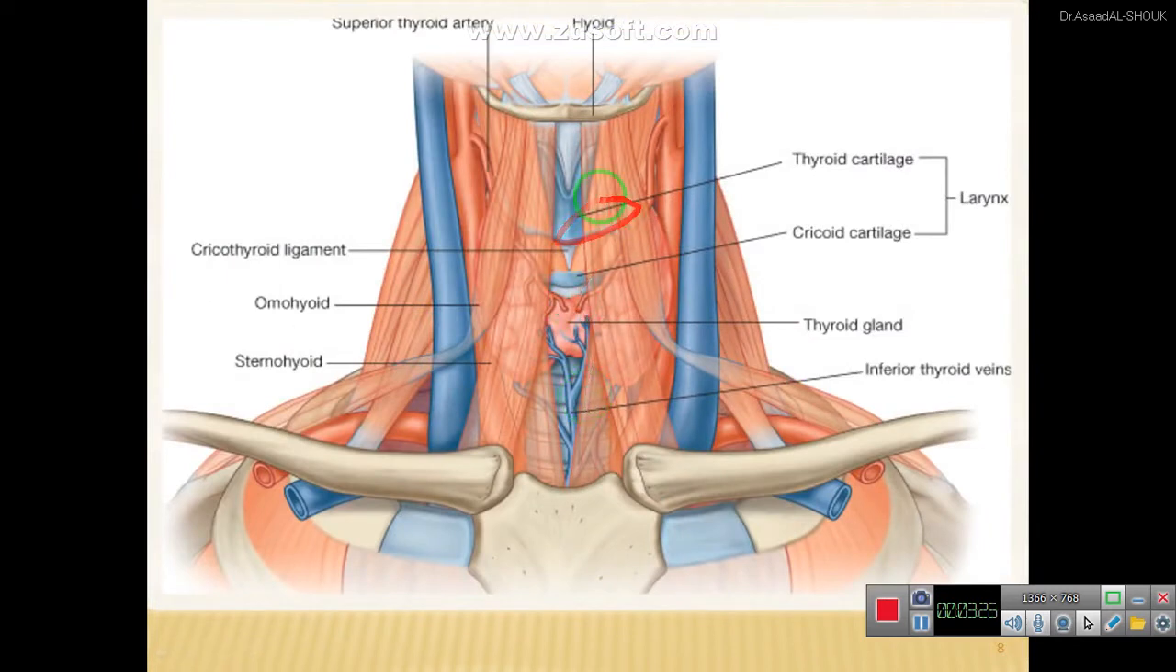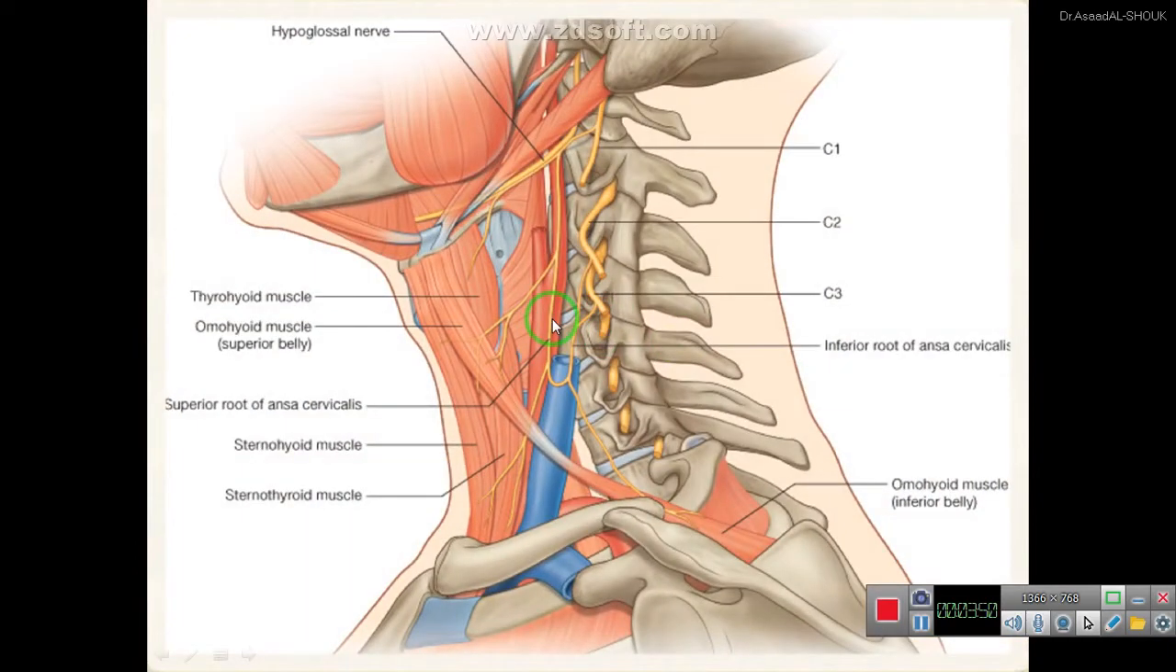Anterior view, you can see also the larynx. Here this is the laryngeal prominence or Adam's apple. Here this is the thyroid cartilage, and here we have the cricoid cartilage, and all of this is the larynx. Here you can see the thyroid gland. These are the lobes of the thyroid gland, and this is the isthmus of the thyroid gland.